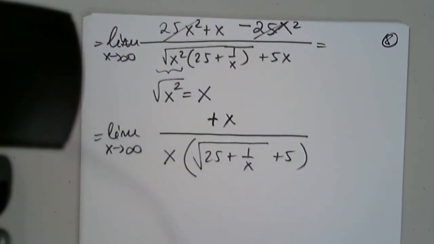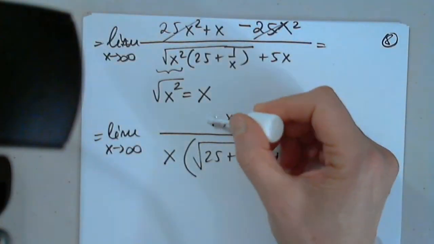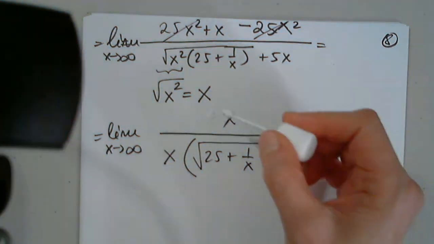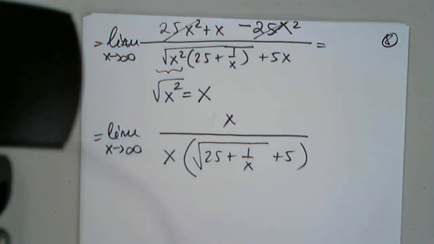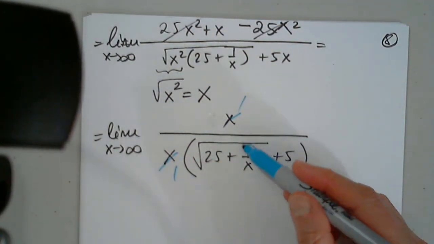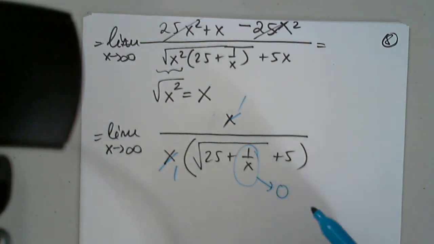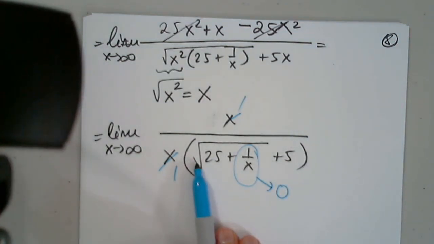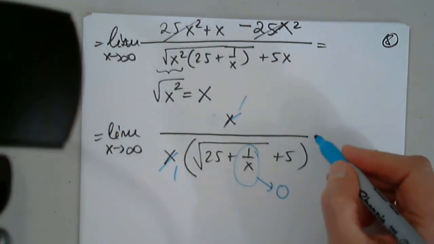At this point, we simplify x with x. And as x approaches infinity, this will approach 0. The square root of 25 is 5, and 5 plus 5 is 10, and the numerator approaches 1.